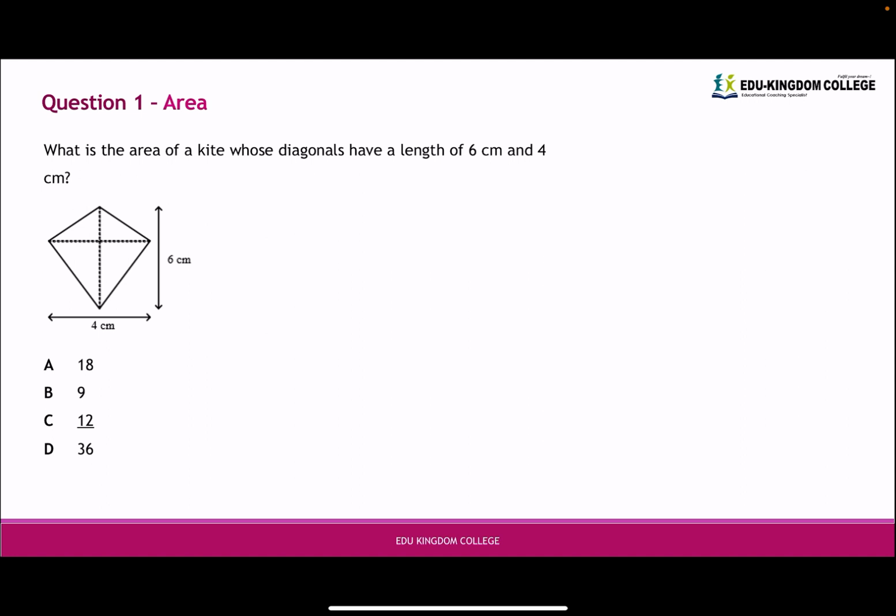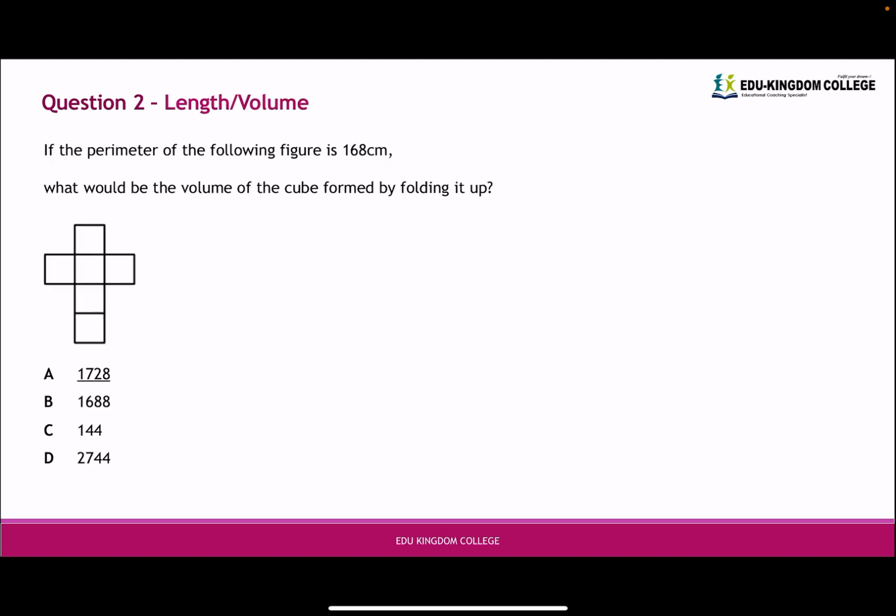The area of a kite is just diagonals multiplied by half. So 6 times 4 times half should give you 12. So 24 times half.